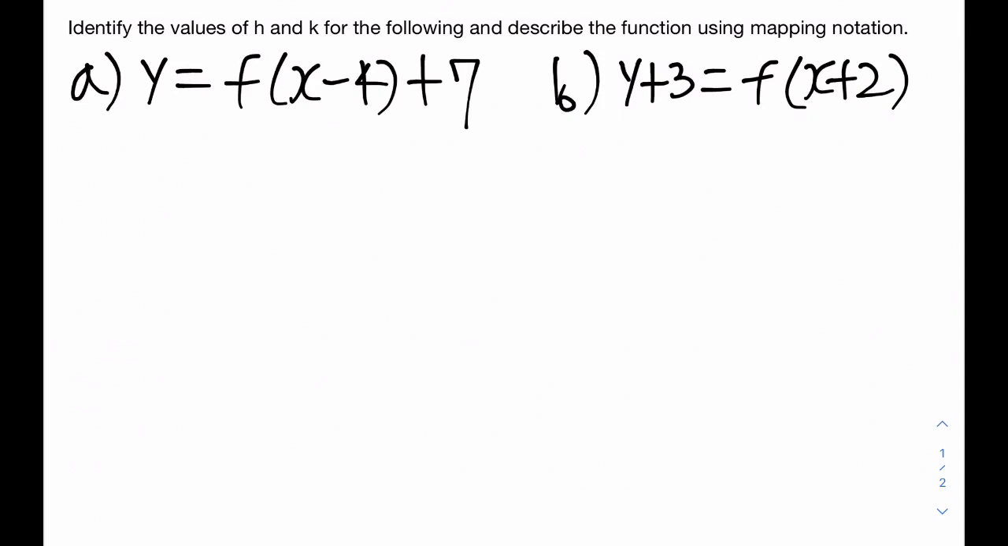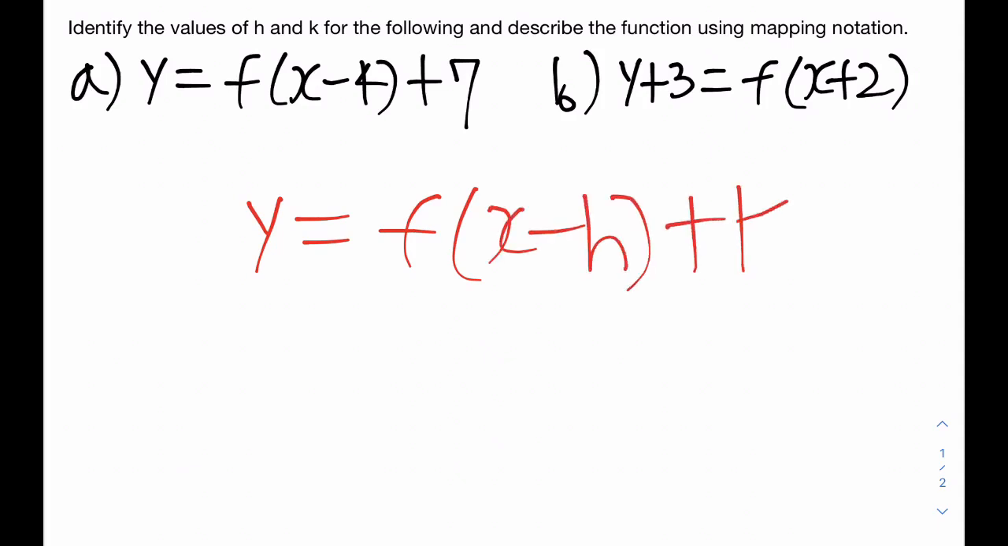All right, let's look at our first question. It says, identify the values of h and k for the following and describe the function using mapping notation. All right, guys, let's do this together. So, A. Remember, guys, our function form was y equals f of x minus h plus k. So our h is here and our k is here. So let's determine the values of h and k for A.